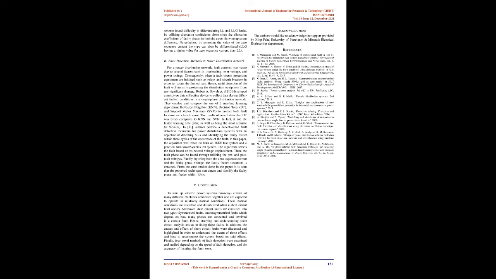Conclusion. To sum up, electric power systems nowadays consist of many different machines connected together and are expected to operate in relatively normal conditions. These normal conditions are disturbed and destabilized when a short-circuit fault occurs. Moreover, short-circuit faults are classified into two types, symmetrical faults and unsymmetrical faults, which depend on how many phases are connected and involved in a certain fault.